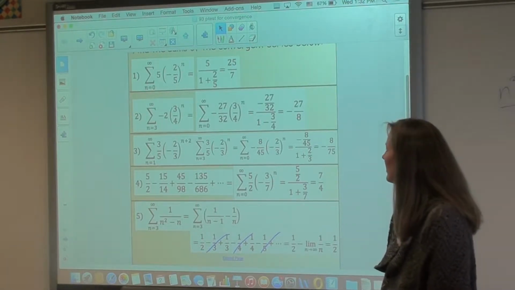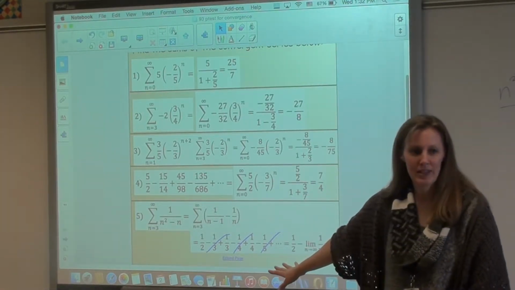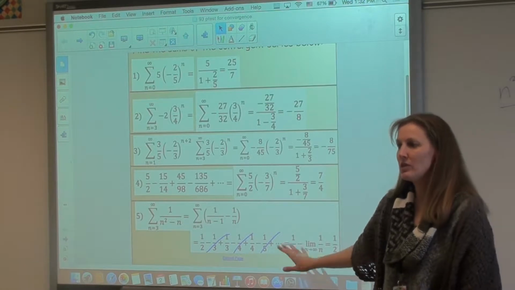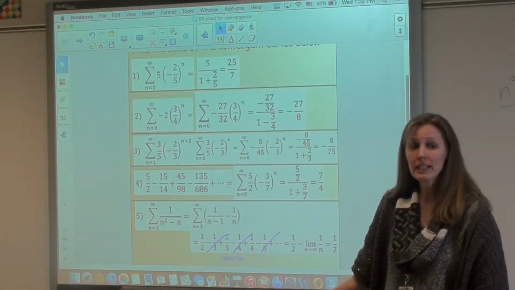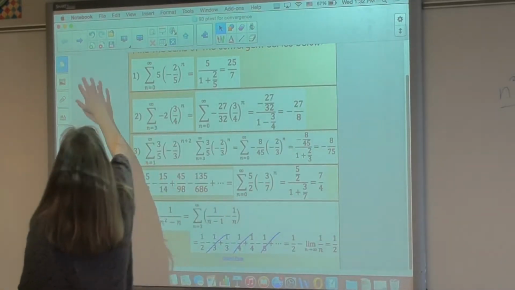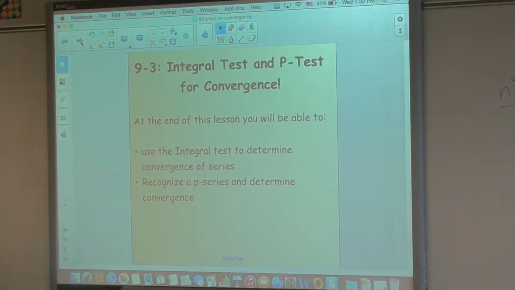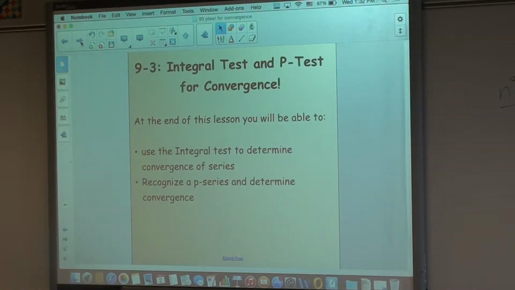So there you go. Any questions on any of these? Everyone feels somewhat okay with geometric series and telescoping? Good, because we're learning new stuff today: the integral test and the p-test for convergence. At the end of this lesson, you will be able to use the integral test to determine convergence and use the p-test to determine convergence.